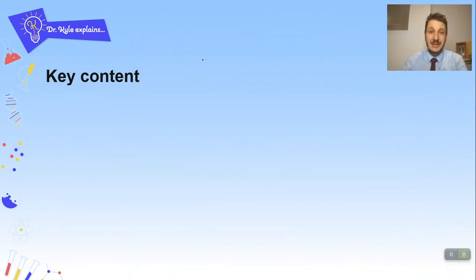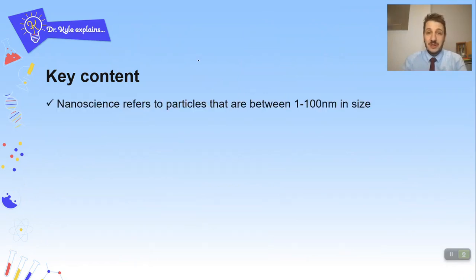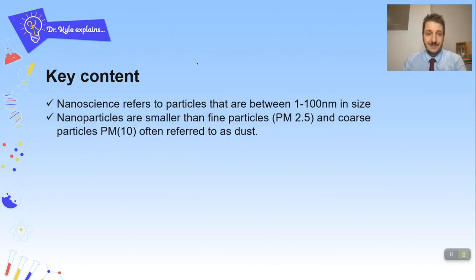Okay, so some key content first of all. Nanoscience refers to particles that are between 1 and 100 nanometers in size. Now, nanoparticles are smaller than fine particles. Fine particles are known as PM 2.5, so that's particulate matter 2.5, and coarse particles are known as PM 10, so particulate matter 10, and these are often referred to as dust. So essentially there's two types of particles, fine particles and dust, and then we have nanoparticles that are smaller than both. We'll go over that in a little bit more detail on the next slide.